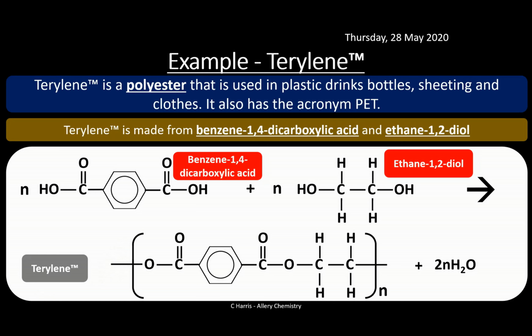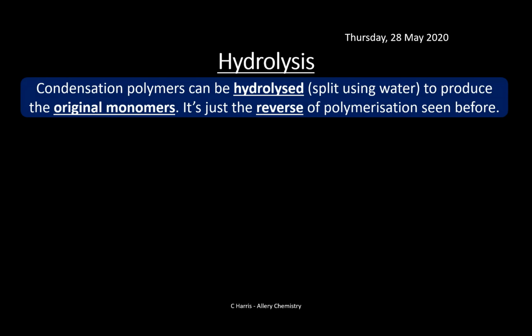Now, because we looked at hydrolysis of amides and hydrolysis of esters, we can also do hydrolysis of polymers as well. Condensation polymers can be hydrolyzed. You're going to be sick of me saying this, but hydrolysis is hydro, using water, lysis, to break, so split using water. If we hydrolyze a polymer, we get the original monomer units that made it up in the first place. Effectively, hydrolysis is just the complete opposite of polymerization that we've seen just before.